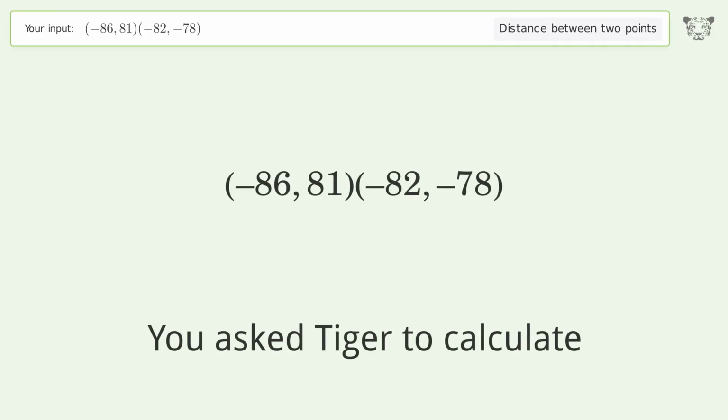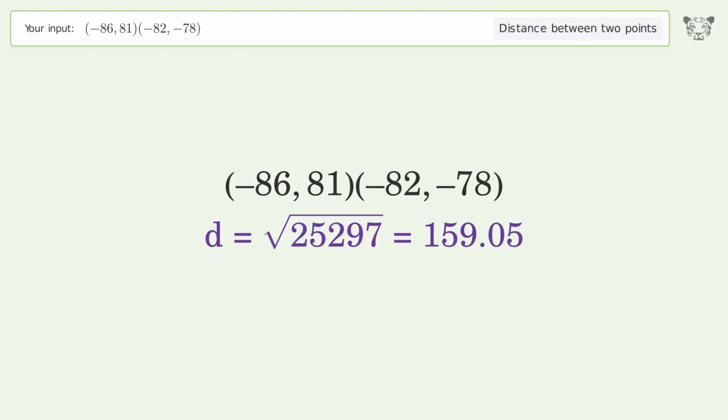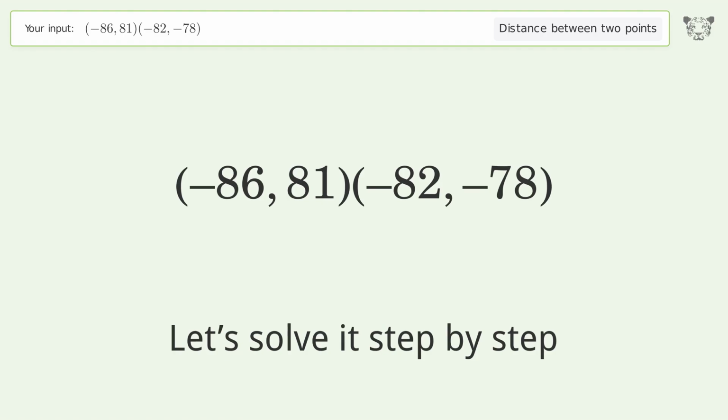You ask Tiger to calculate. This deals with the distance between 2 points. The distance between the 2 points is the square root of 25,297, or 159.05. Let's solve it step by step.